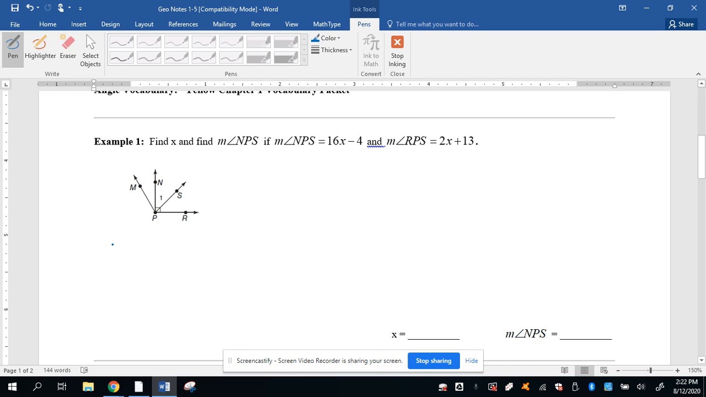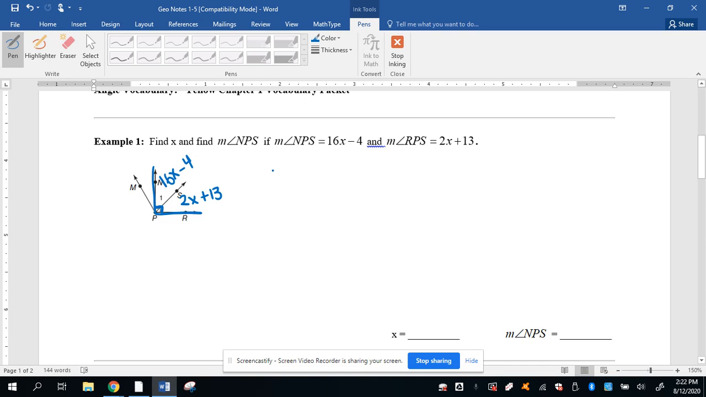Example 1, find x and find the measure of angle NPS. If the measure of angle NPS is 16x minus 4, it's required that you mark up your pictures. And the measure of RPS is 2x plus 13. Now, what we do know about these two angles is that they form a right angle because of this right angle mark right here. So we do not know that they are equal to each other, but we do know that they add to 90 degrees.